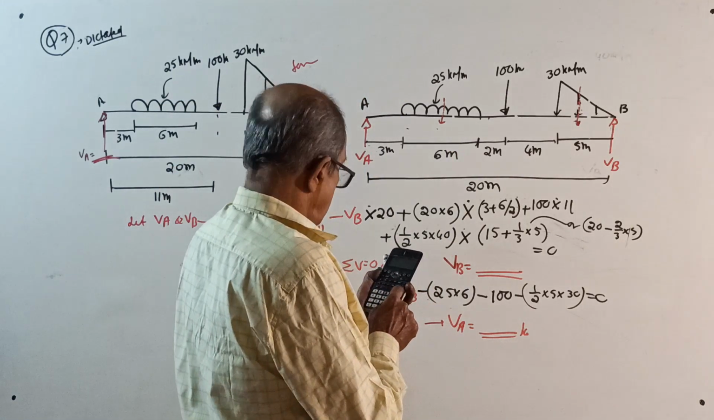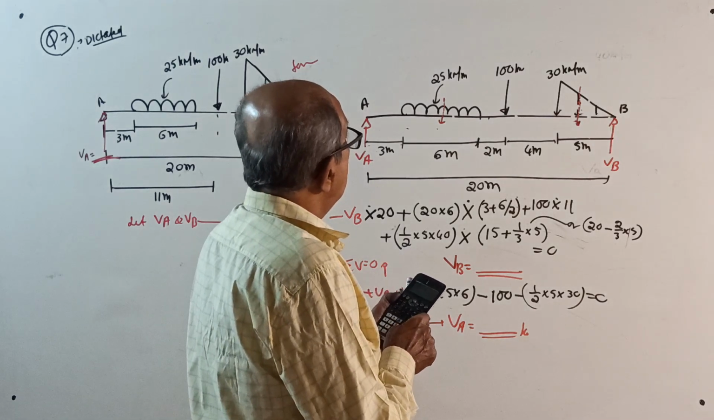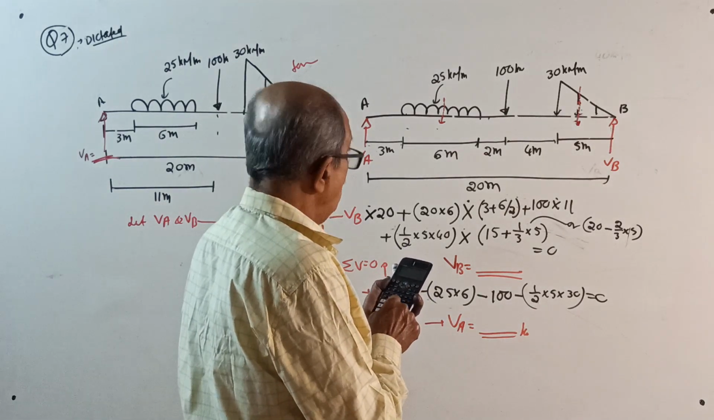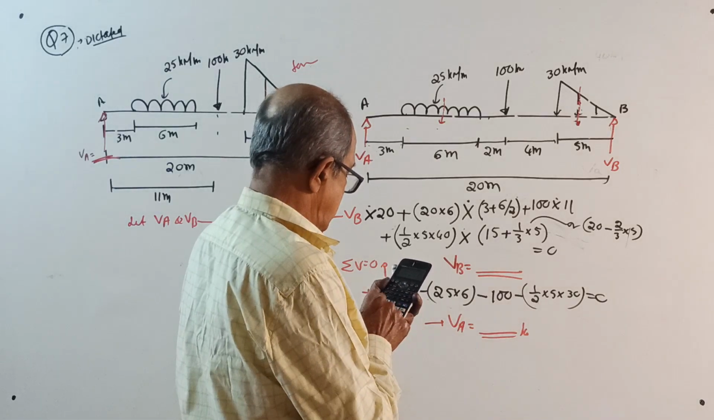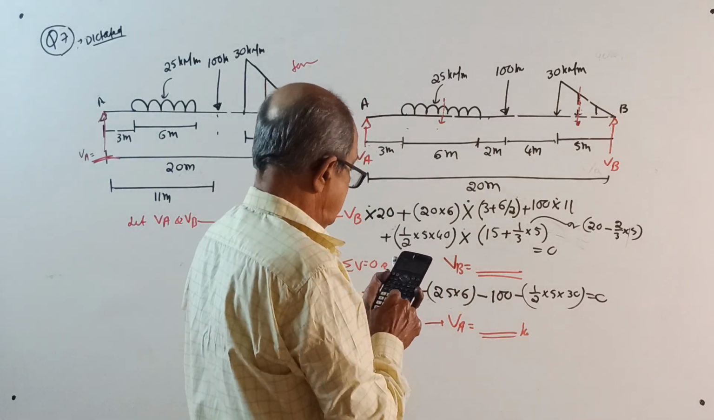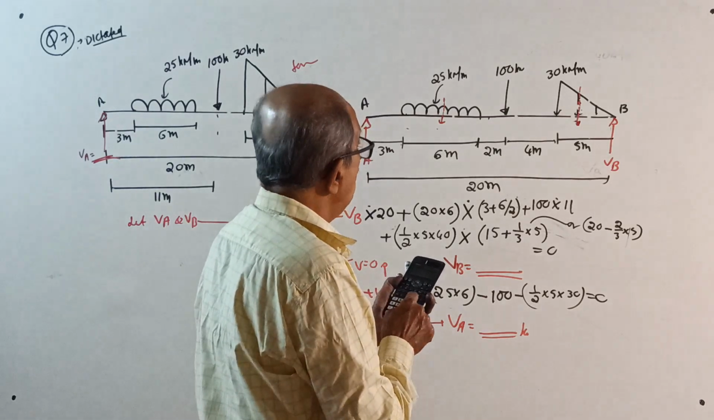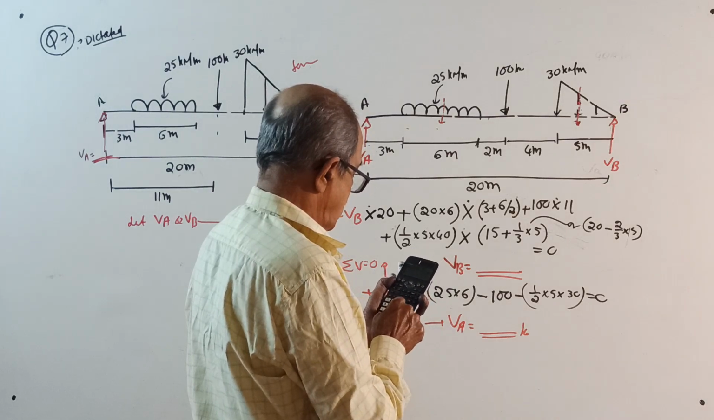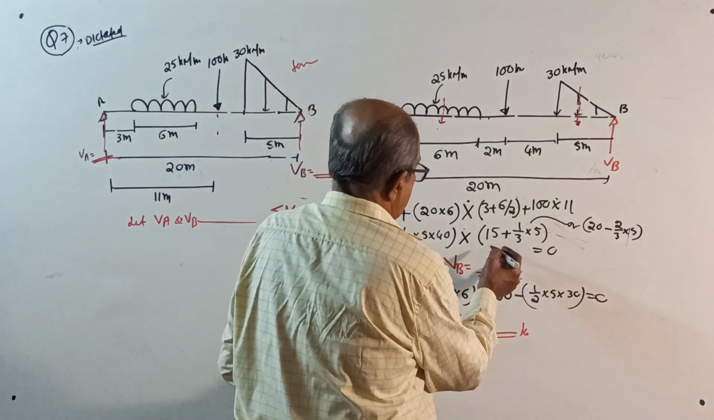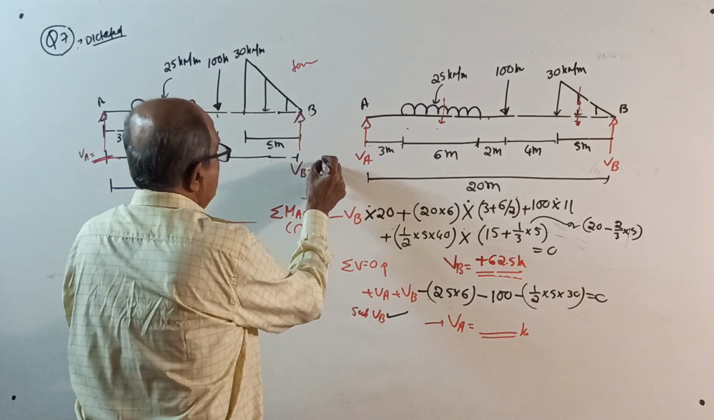25 into 6 into 6 plus 100 into 11 plus 75 into 20 minus 2 by 3 of 5, divided by 20. Calculate. So 150 into 6 plus 100 into 11 plus 75 into 20 minus 2 by 3 of 5, divided by 20. 62.5 kilonewton, plus 62.5 kilonewton, VB. Later enter here.